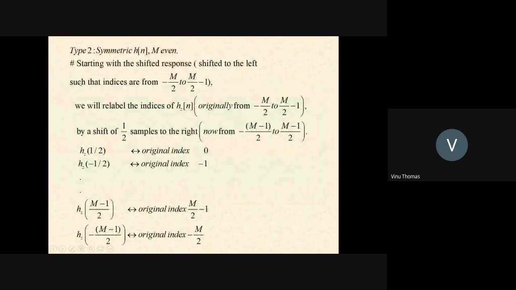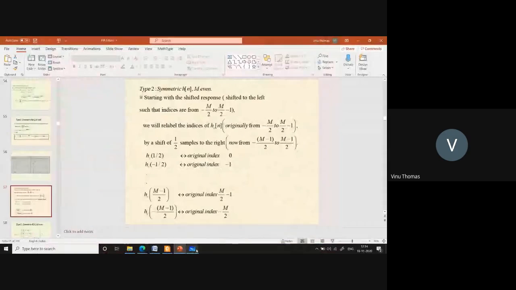Okay. So we will now move on to type 2, which is symmetric h(n) with the length of the filter as even. When the length of the filter is even, you have to understand that there is no sample at the point of symmetry, because the point of symmetry will be between two samples. So let us illustrate this using the whiteboard.